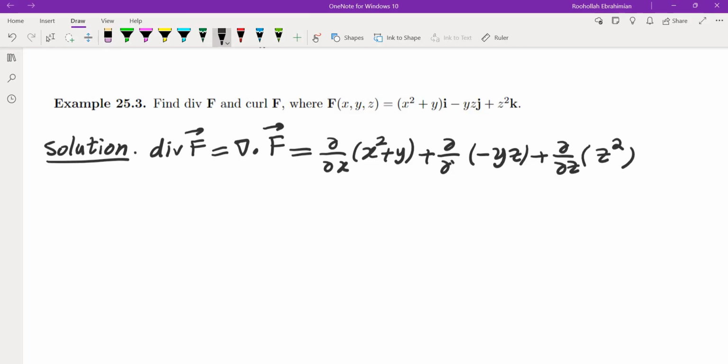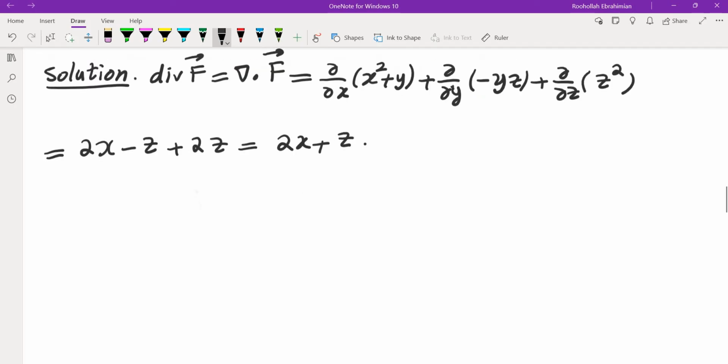So let's go ahead and evaluate these and add them up. Partial of that one with respect to x is 2x, partial of that with respect to y is negative z, and the last one is 2z. So the answer is 2x plus z. So that is the divergence.